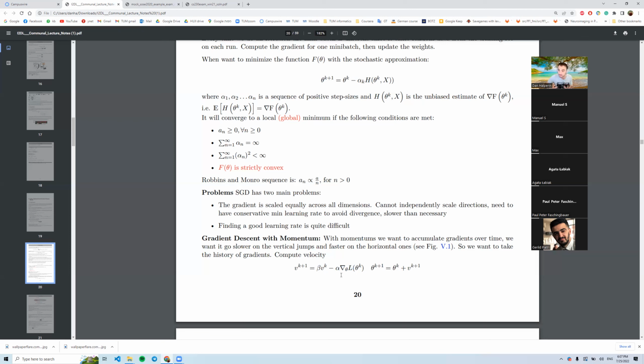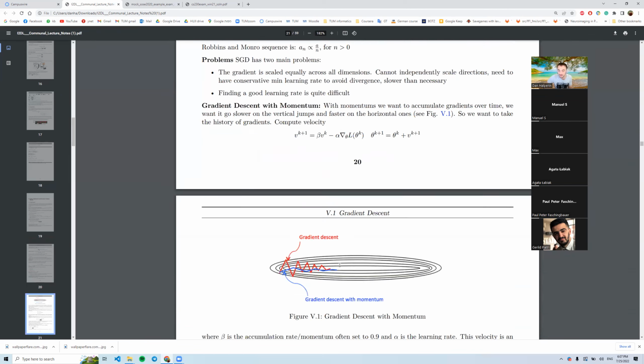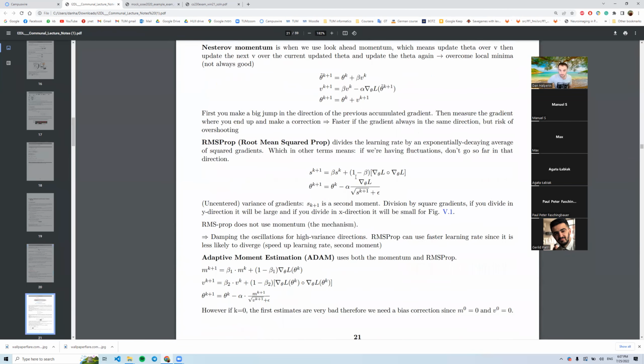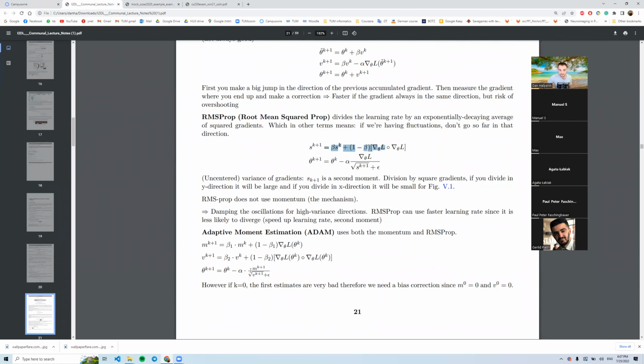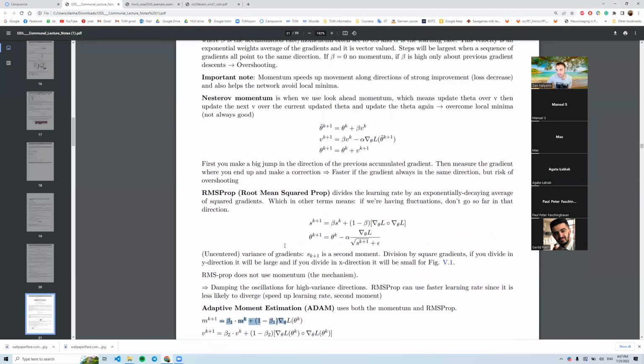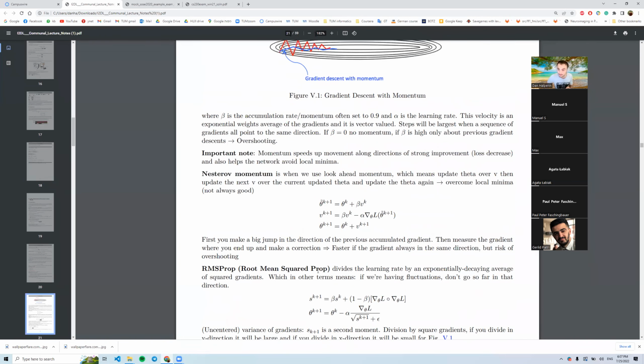I know that in literature, we call this momentum, right? But then we go to RMS prop, and to Adam, and we have this thing, and we say also we have momentum. Now, in literature, this is what we say. So if you say that in the exam, we will forgive you and you'll get the points for that. But pay attention that it is not exactly like momentum.